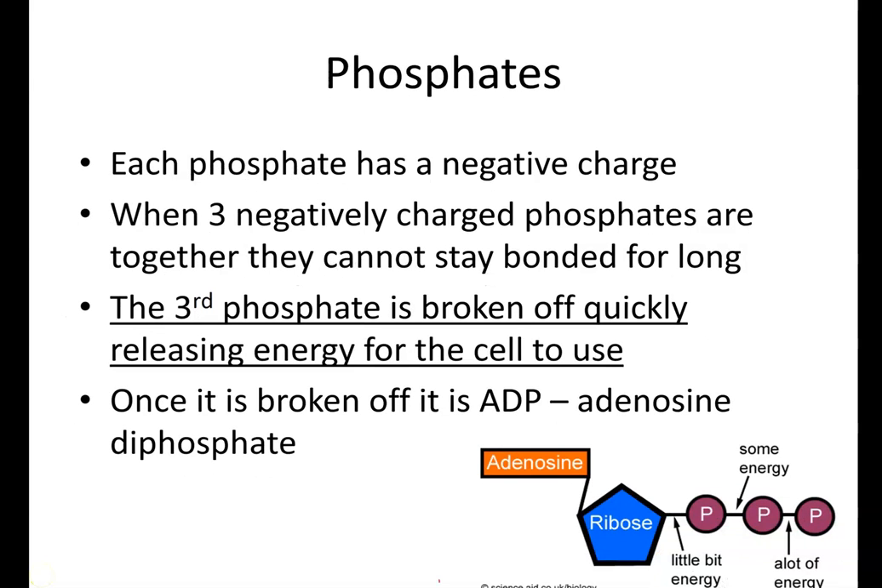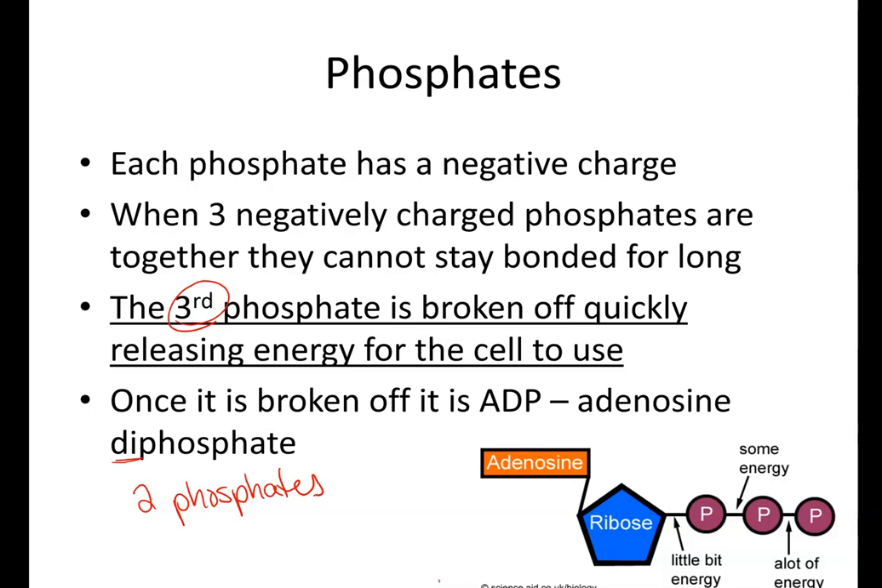Each of those phosphate groups has a negative charge to it. When 3 negatively charged phosphates are strung together, they cannot stay bonded for long. The 3rd phosphate is broken off quickly, releasing energy for the cells to use. Once it is broken off, it is now called ADP, or adenosine diphosphate, because it lost its 3rd phosphate, so it has 2 phosphates. And 2 and di mean the same thing.